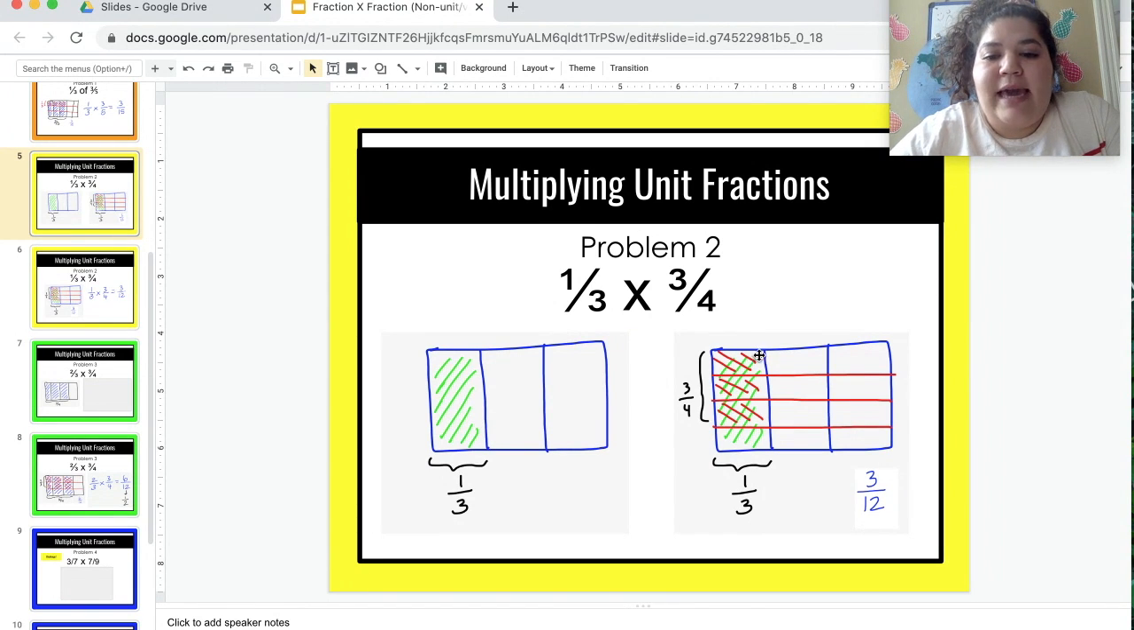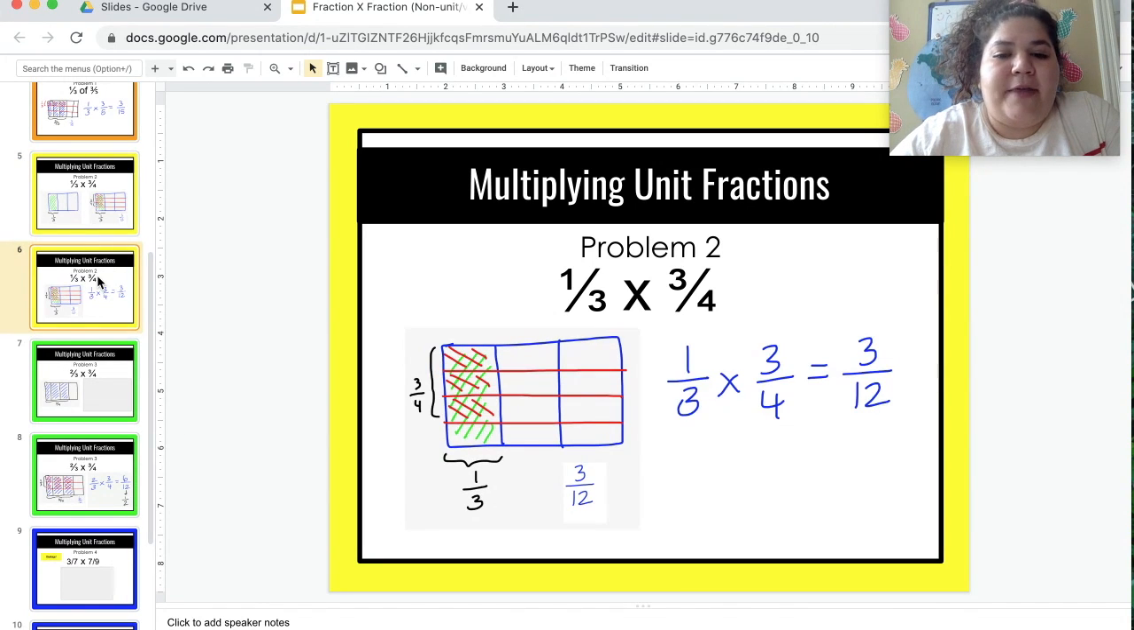So now I count how many do I have double shaded? 3. How many are there in total? 12. And then we can check our work by doing it mathematically as well. So 1/3 times 3/4. Go ahead and multiply the numerators. You'll get 3. Multiply the denominators, and you'll get 12. All right, and we can check that our work here goes with this. You can check yourself there because your area models and the numbers should match up.